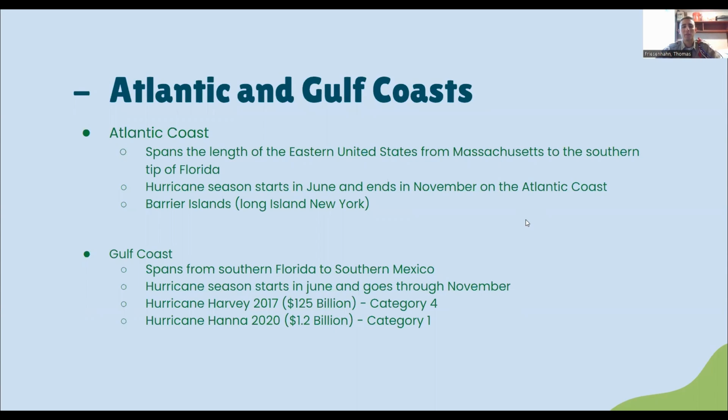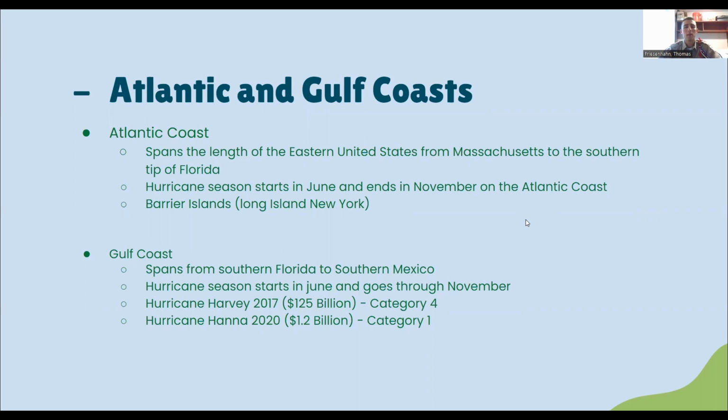And on the topic of hurricanes, we've grouped the Atlantic and the Gulf Coast together because they share some of the same geological phenomena that pertain to hurricanes. The Atlantic coast officially spans the length of the eastern United States, from Massachusetts to the southern tip of Florida. And their hurricane season is usually from June, and it ends in November.